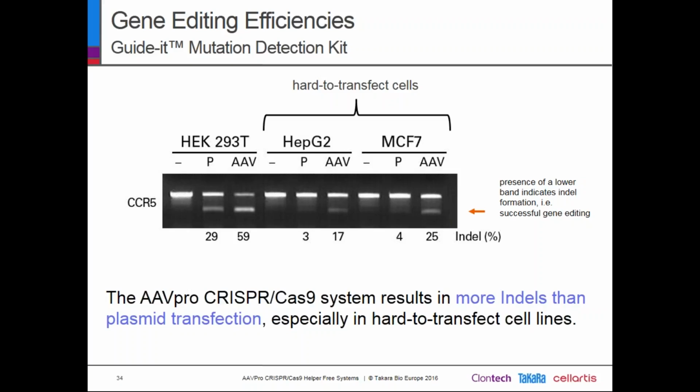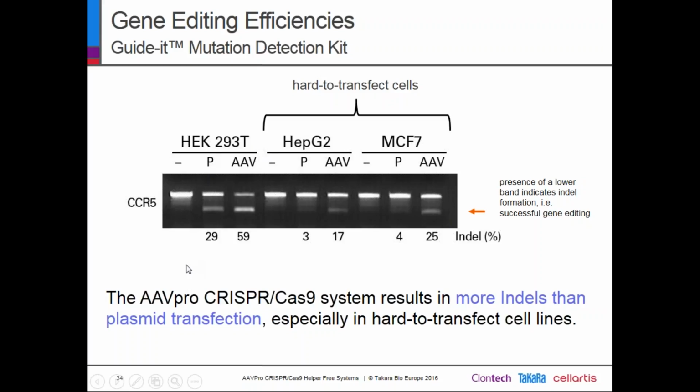Here are some results compared to plasmid transfection. Again, we used our guide mutation detection kit to assess the mutation frequency in the cell population, and here we targeted the CCR5 receptor. We compared AAV delivery to plasmid delivery, which is the P here, in three different cell lines: HEK293T, which are very easy to transfect cells, and then the harder to transfect cell lines, HepG2 and MCF7.